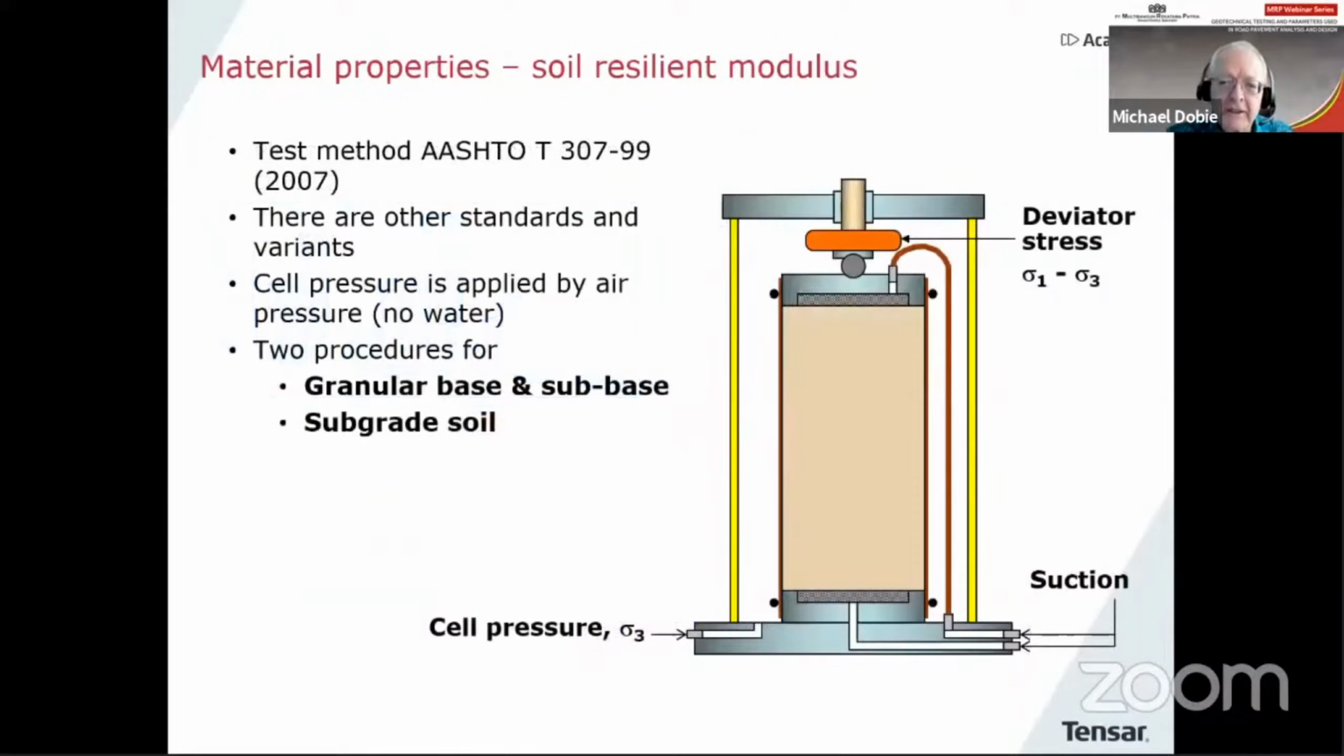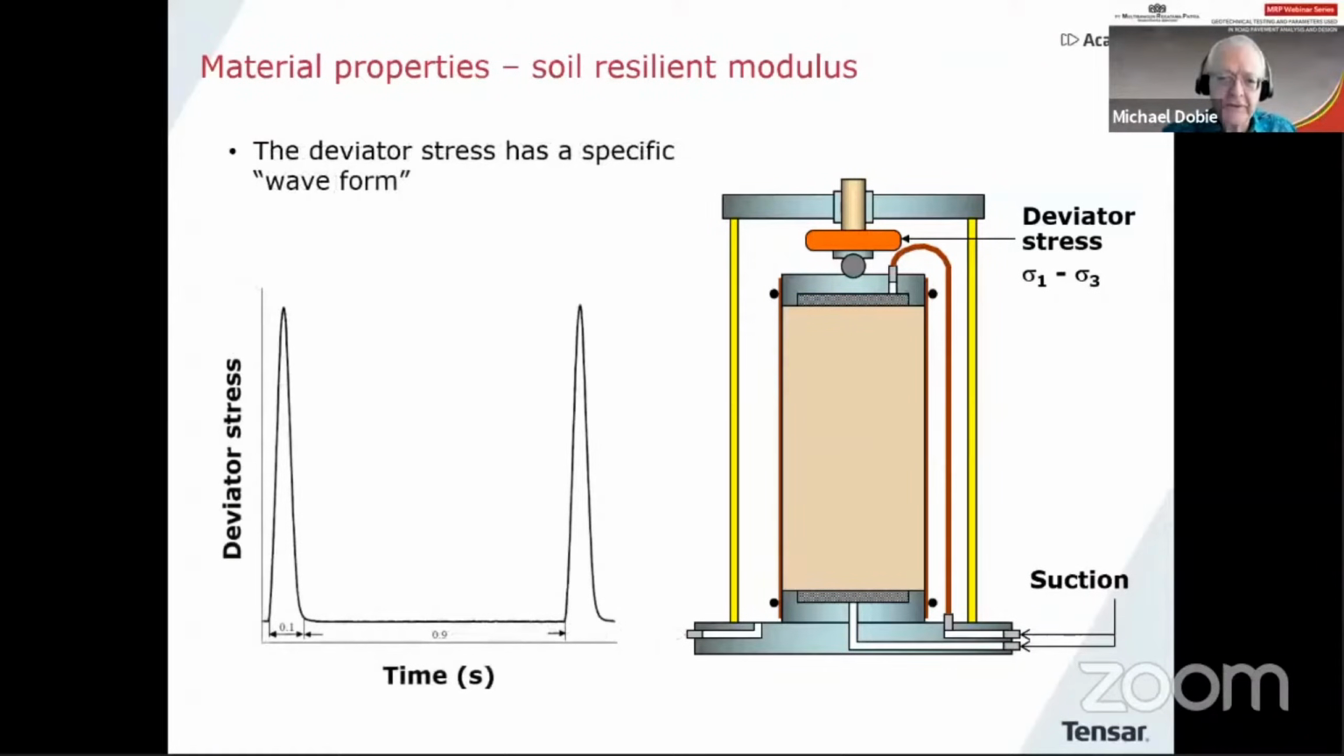So let's go back to our diagram and understand a little bit about this test method. There are other standards apart from the AASHTO one, but I'm going to use the AASHTO one. It's quite commonly used. And normally in this case, the cell pressure is applied by air pressure because it's a fast test. And there are two different procedures of testing, depending on whether you're testing the granular base and subbase material of a pavement or the subgrade soil. So I want to just tell you something about the differences in these procedures.